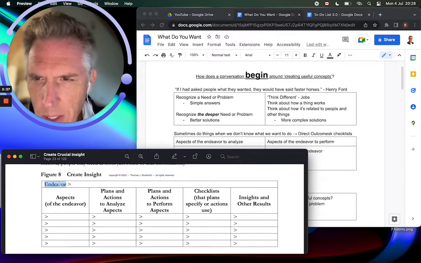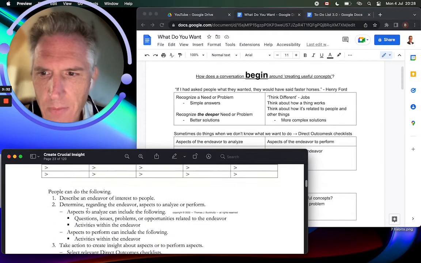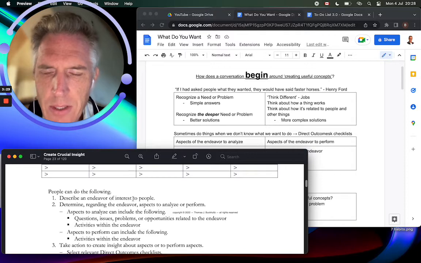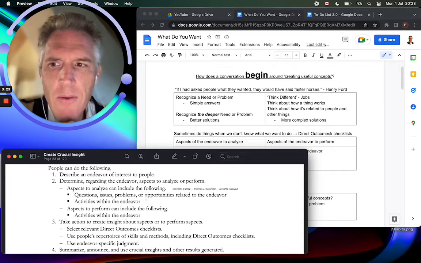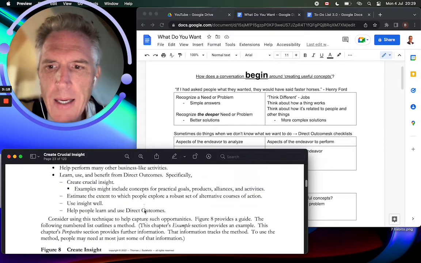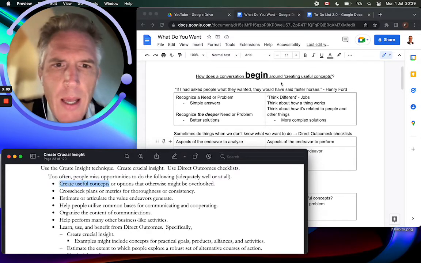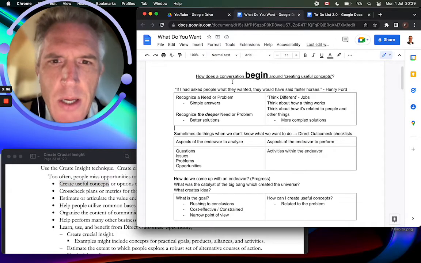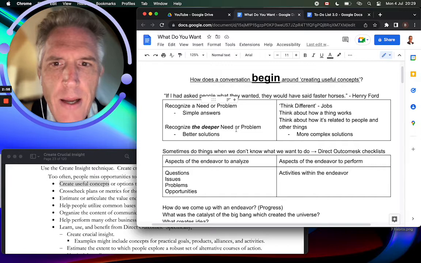Now, there's always this assumption at the beginning, this thing called an endeavor. And if we look at the instructions, it says people could do the following. Describe an endeavor of interest to people. So that's really been my focus for the last couple of videos, where I'm just like, what is an endeavor? Now, if we want to just think about this idea, create useful concepts, that could be an endeavor. So this is the idea, like how does a conversation begin around creating useful concepts? Because this is also talking about, like, what is an endeavor?